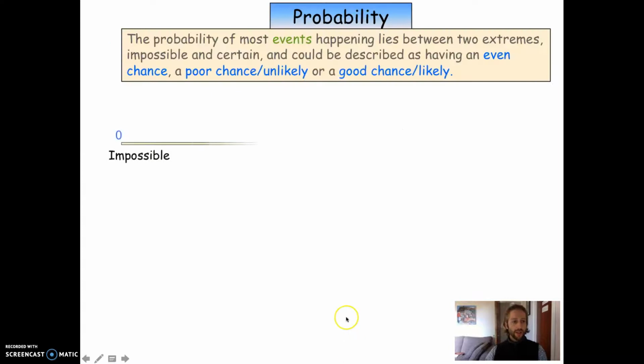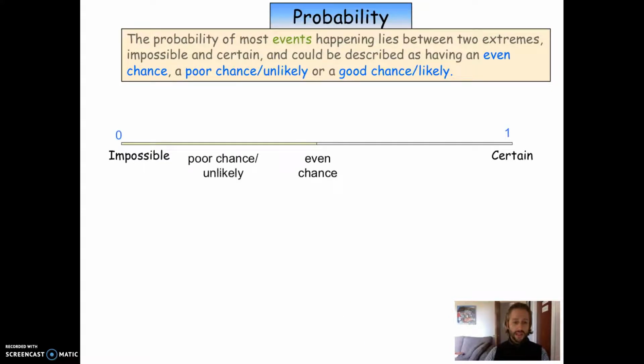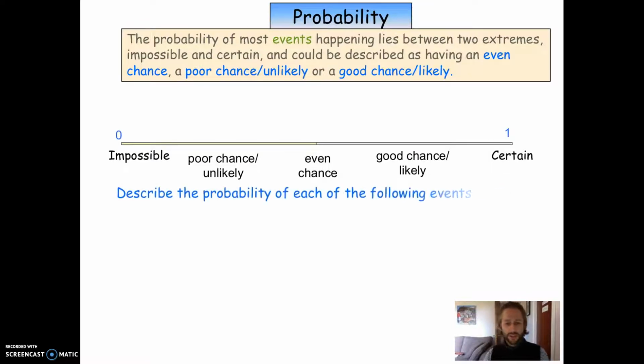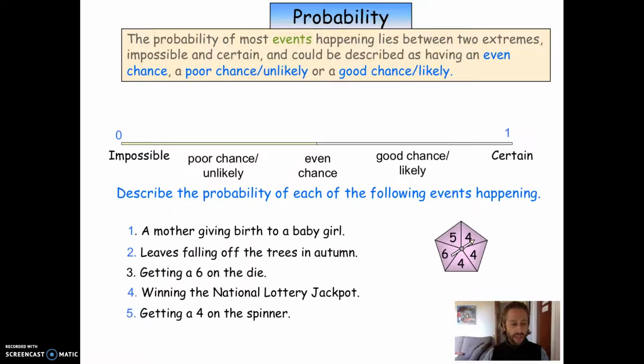Okay, we'll start then by looking at probability. The probability of events happening lies between two extremes, impossible and certain. And a good activity you can then do with the children is to look at vocabulary words that would describe the different stages between impossible and certain. So here's a few words that I chose to put in. And what we'll do now to help us really understand the meaning of these words is we'll consider the likelihood or the probability of these 5 different events happening.